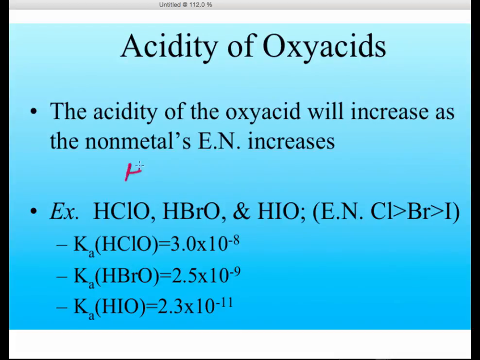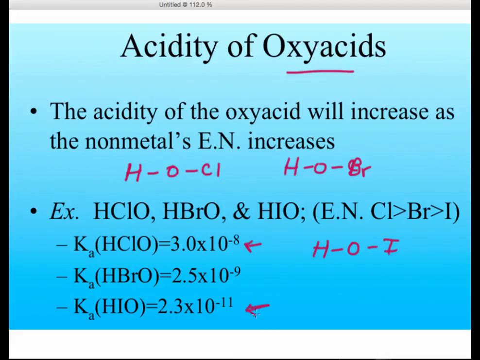Whenever you have oxygen in here, it's hydrogen bonded to the oxygen, bonded to chlorine. Hydrogen bonded to the oxygen, bonded to bromine this time, and then of course HIO, with the O in the middle. Again, the bond strength is the same, so we can't say anything about bond strength when we deal with the oxyacids. So it has to do with the electronegativities. Since chlorine has a higher electronegativity than iodine, we're going to expect hypochlorous acid to be a stronger acid. And notice that the Ka is a lot bigger than the Ka for hypoiodous acid. Again, why?